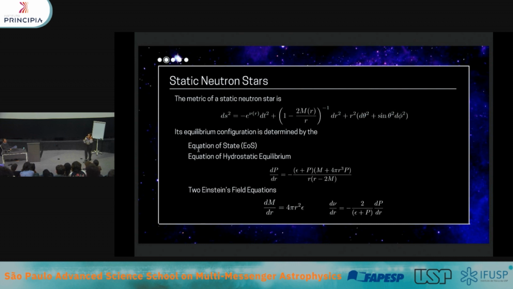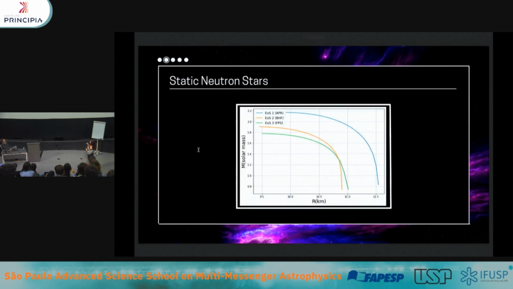I'm not going to be able to talk that much about neutron stars, but here is a summary of the idea. For static neutron stars, we have this metric, and to define the equilibrium configuration, we have a set of equations: the equation of state, the hydrostatic equilibrium, and also two Einstein field equations. Okay, so this is a classic mass-radius plot using three different equations of state.